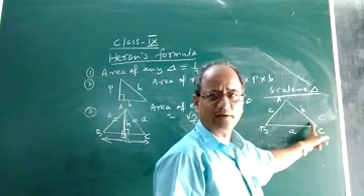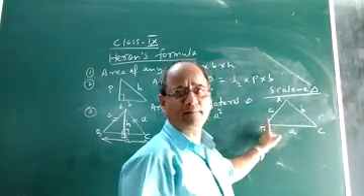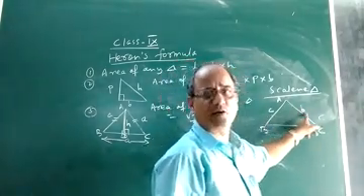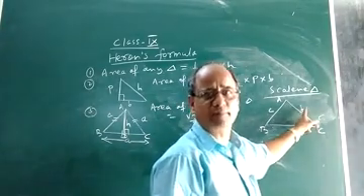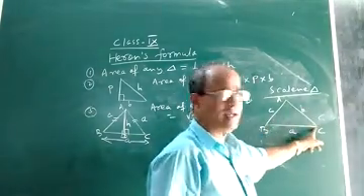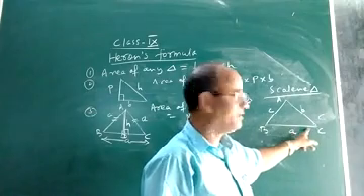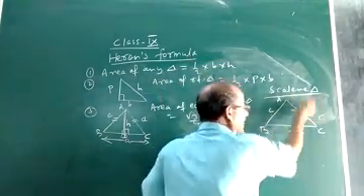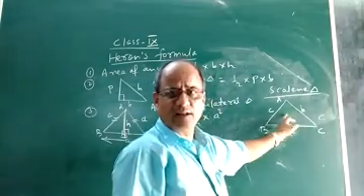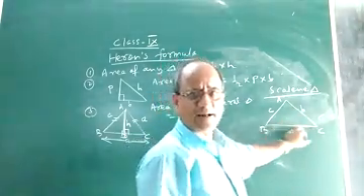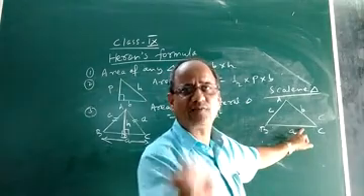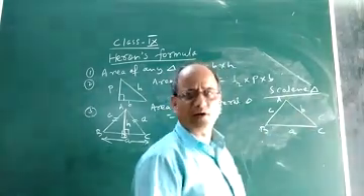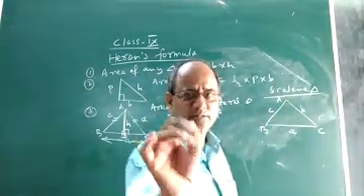Similarly, AC is the opposite side of angle B, so it will be denoted by small b. AB is the opposite side of angle C, so it will be denoted by small c. Now, clearly the lengths of the three sides of triangle ABC are different, or they are of different length. So what do we call it? We call it a scalene triangle.